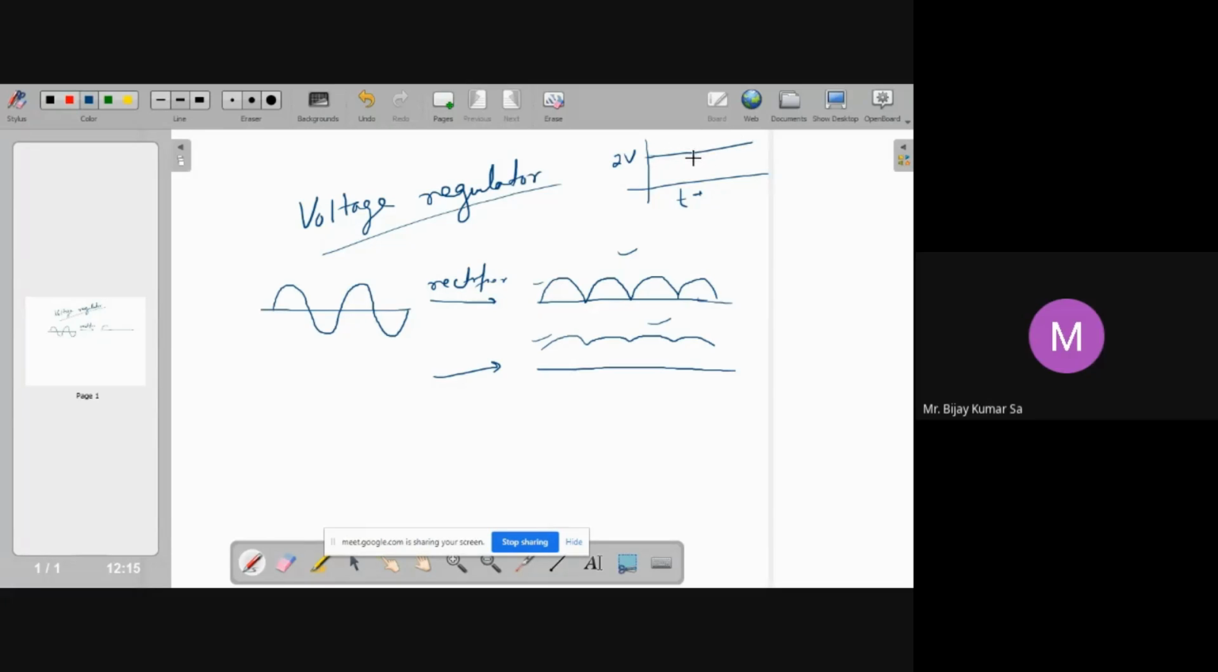Then we say that is a desirable DC source. So what can you do to get a constant voltage from this? The rectifier gave you this. So how do we get a signal which is closer to this? There you need to use the voltage regulator. This is where the voltage regulator comes to the rescue. So what does a typical voltage regulator do?